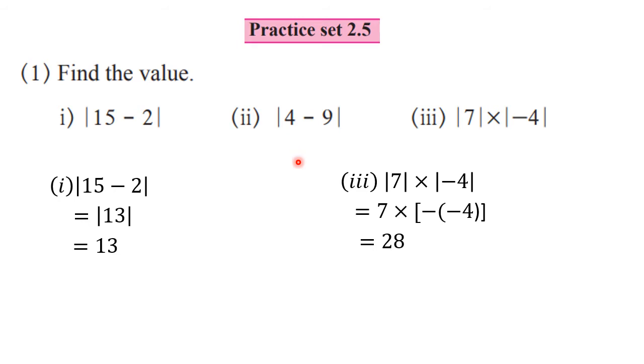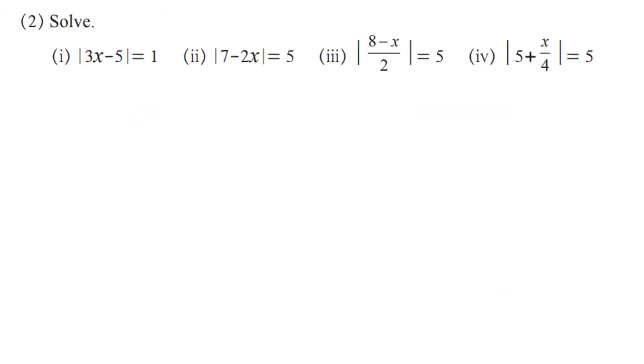Now let's go towards the second question here in practice set 2.5. Question number 2 is solved, and here 4 questions are given. Here also I am not discussing all the questions. 2 I will discuss, 2 you will solve as homework. So let's see the first one now. Modulus of 3x minus 5 is equal to 1.